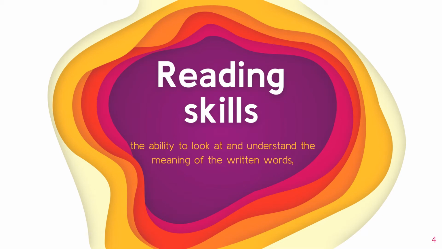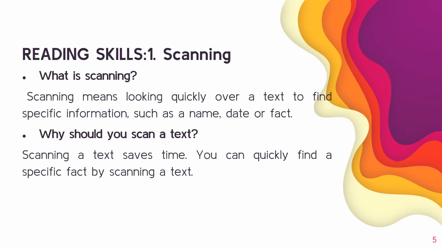So what are reading skills? Skills are the ability to look at and understand the meaning of written words. The first reading skill we have is scanning. What is scanning? Scanning means looking quickly over a text to find specific information, such as a name, date, or fact. Why should we scan a text? Because it saves time. We can quickly find specific facts by scanning a text.